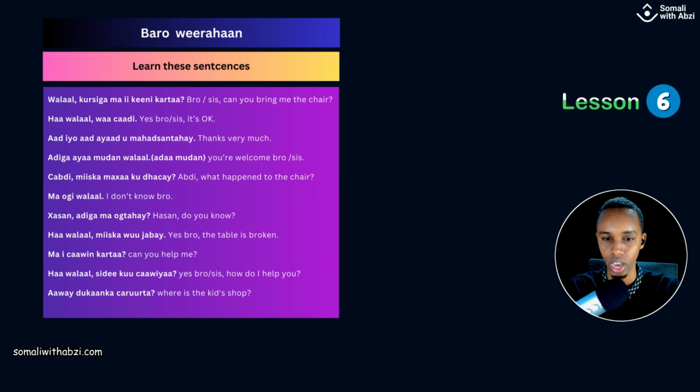So the next one is aad iyo aad ayaad u mahadsan tahay. That's like thank you so much or thank you very much. In Somali, we use aad iyo aad. Aad is like very or so. Aad iyo aad, we use very and so and so. I know it's not useful in English, but in Somali it's very useful.